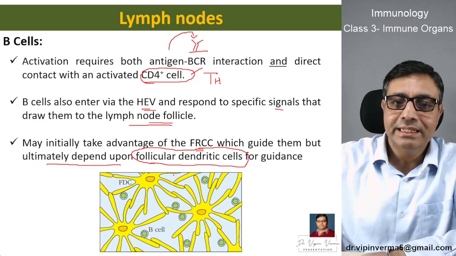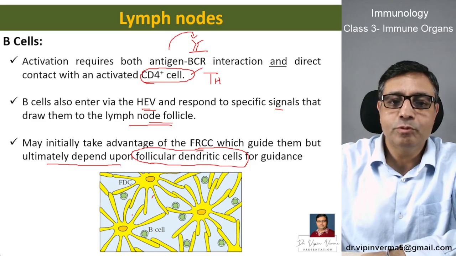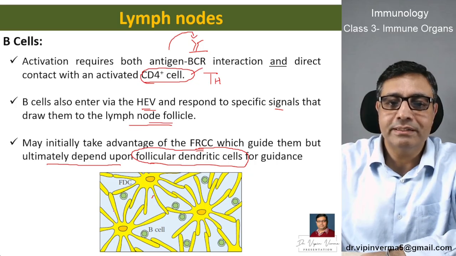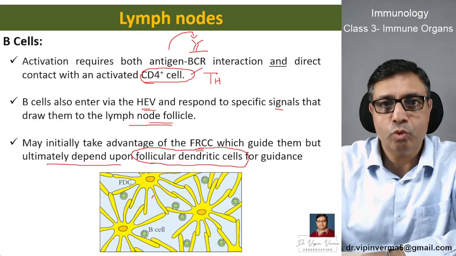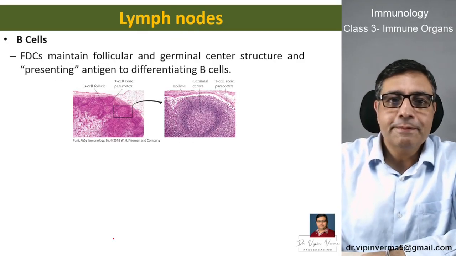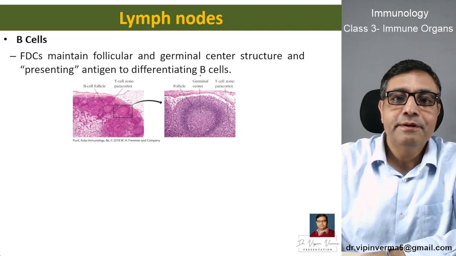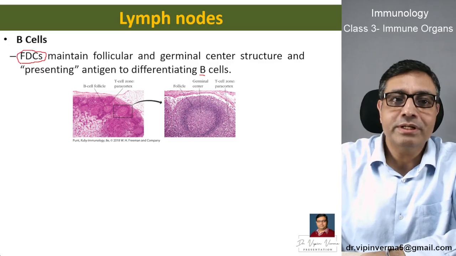Here you can see the follicular dendritic cells in yellow color, and the cells on the surface are the B cells. The B cells keep moving on these dendrites here and there, from one cell to another, and so on. These follicular dendritic cells maintain the follicular and germinal center structure and present antigen to differentiating B cells. So these FDCs have a very important role here.